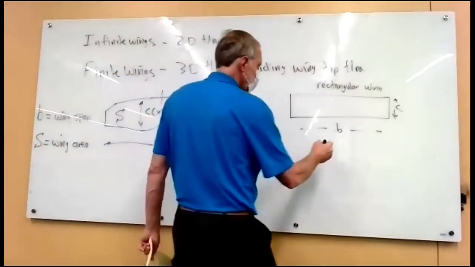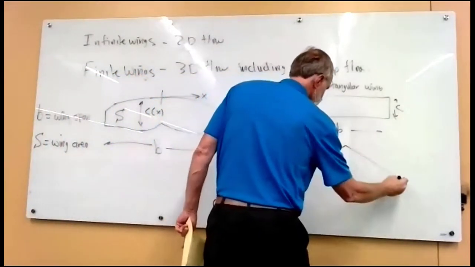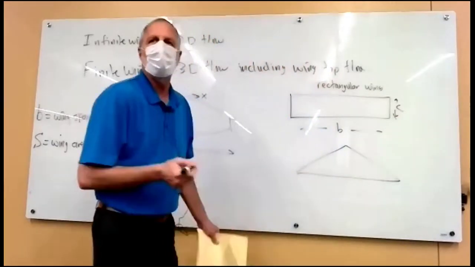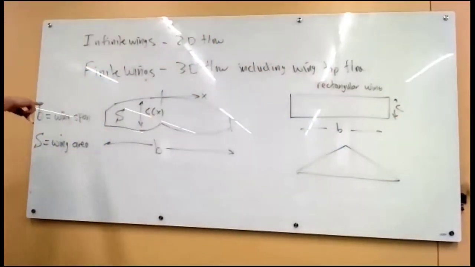Or if we had a triangular wing, we all know how to calculate the area of a triangle, right? 1/2 the base times the height. But if the wing tapers, that is the wing tip is lower chord than the wing root, or we get something goofy like what I'd shown, you have to integrate this area to get the value.